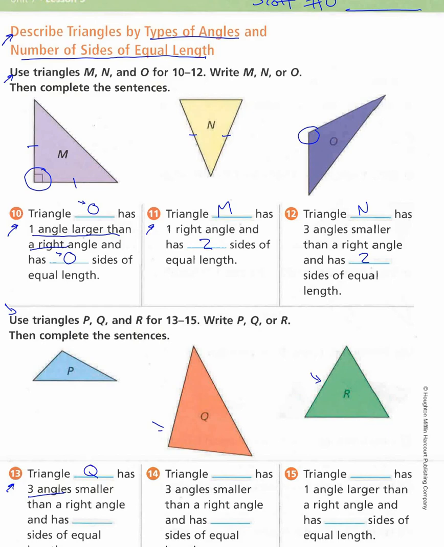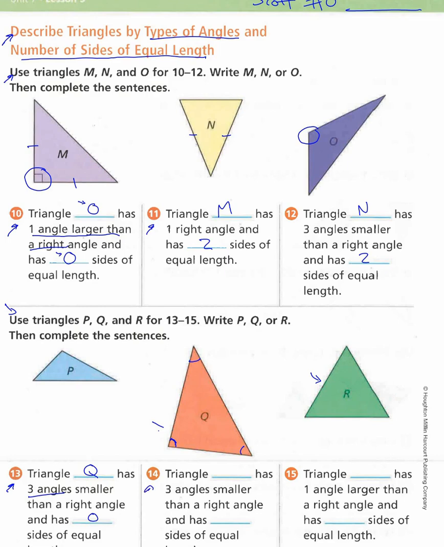So let's say that Q is the one we're choosing because this corner looks potentially like it might be a right angle, but remember they'll show us with a square in that corner if it was. So that's not a right angle on that one. All of these angles are smaller than a right angle. They are not squares in the corners. Okay, so I would say Q, and it has 0 sides of equal length. None of those are the same length, right?